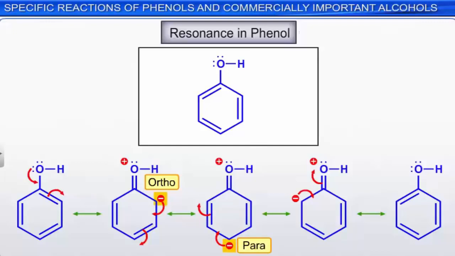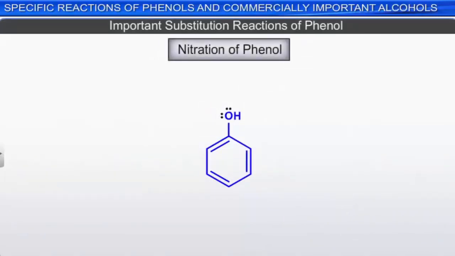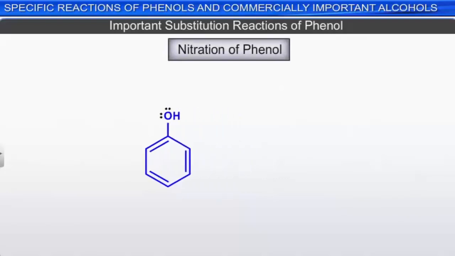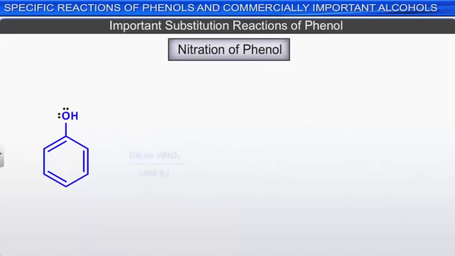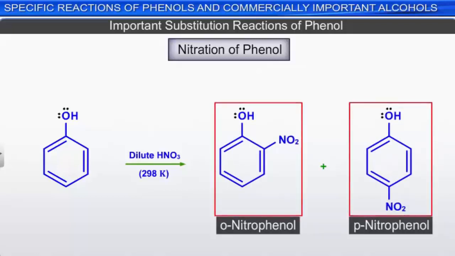Let's learn about some important substitution reactions of phenols, starting with nitration. If you react phenols with dilute nitric acid at low temperatures, a mixture of ortho and para nitrophenols will be produced. The two isomers of nitrophenol have different physical properties.